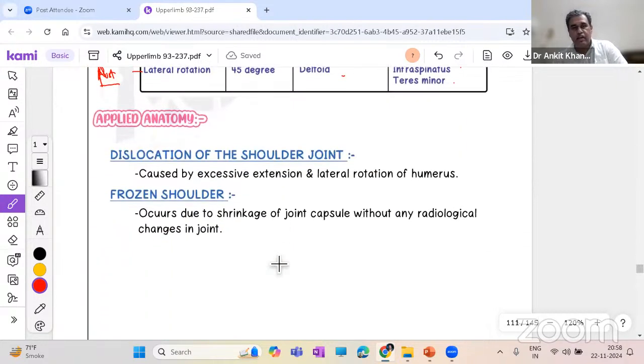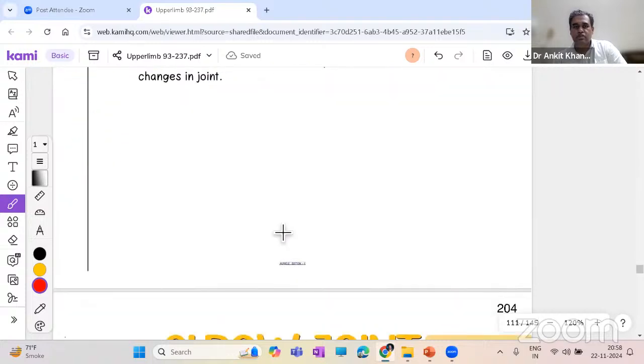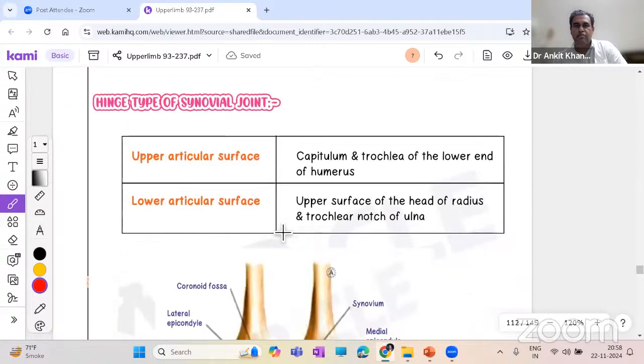Then we have the applied anatomy. We have a dislocated shoulder, frozen shoulder, very important. A lot of physiotherapy has to be done in frozen shoulder, else it becomes quite painful. Then a bit of the elbow joint again. It's a type of hinge joint. So the same things will apply over here also.